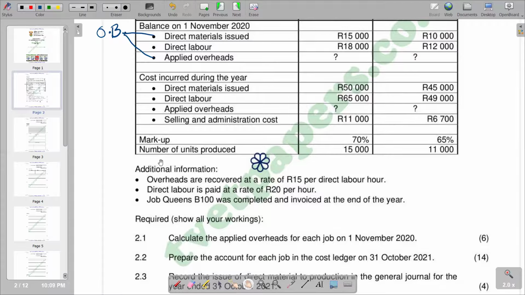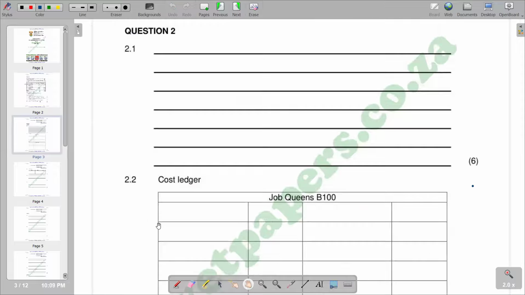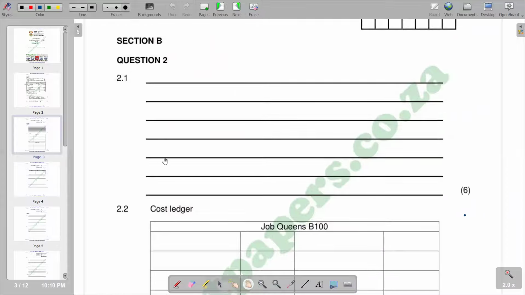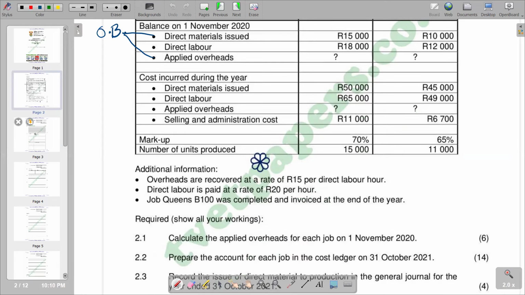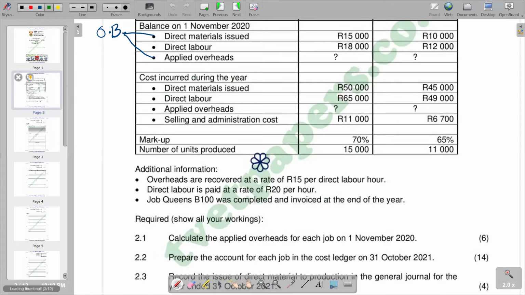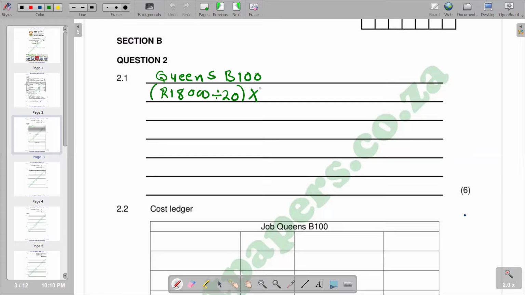So going to our answer section, we are just going to summarize that working, whereby we are calculating for the two jobs. So we can start with Queens B105, 18,000 rands. We divide by 20 to get the number of hours. Then we multiply by the overhead rate per direct labor hour, so we multiply by 15 rand.